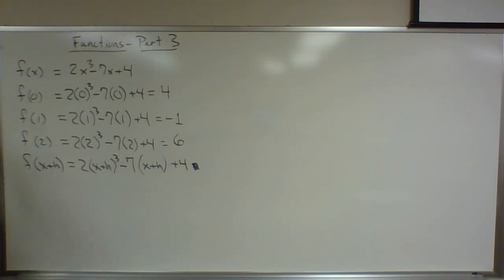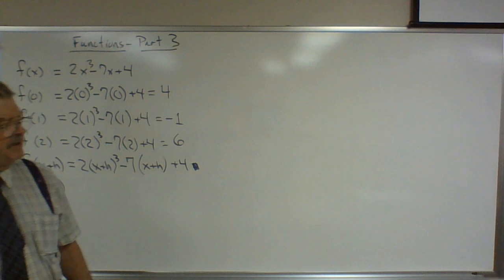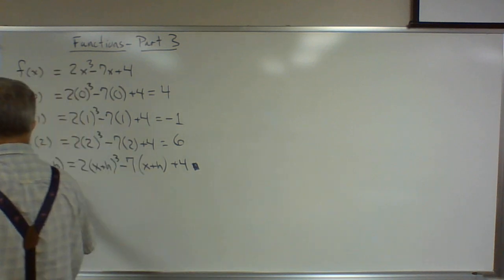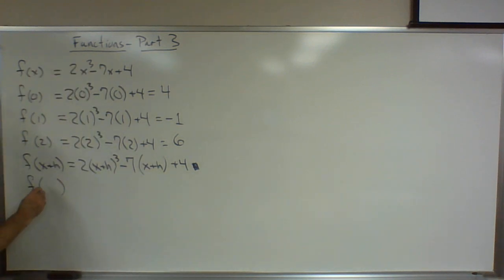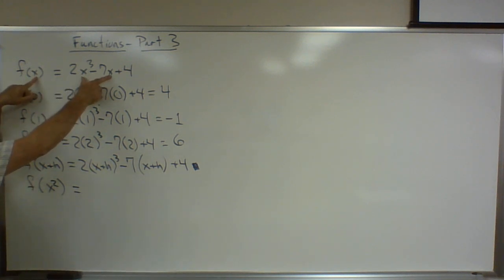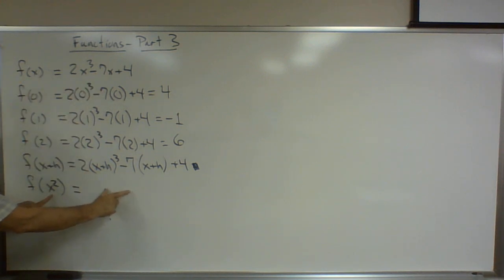And let's see, maybe one more. You know what? That's kind of like what we did last time. Let me change things up a little bit. Let's do this. f evaluated at x squared. So down here, x squared plays the role that x plays up here in our model of f of x. So every place we see an x up here in our model, we're going to put x squared down here.